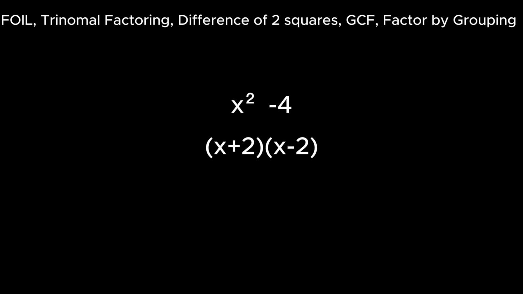Now the reason why this doesn't give a trinomial is because, well, let's FOIL it. So x times x is x squared, and x times negative 2 is negative 2x, and x times 2 is 2x, and 2 times negative 2 is negative 4. And you see how the 2x and the negative 2x cancel out? That's why the difference of two squares only has two terms.